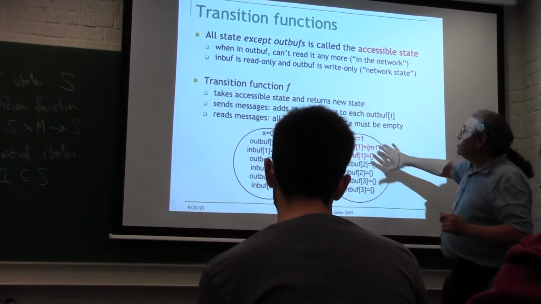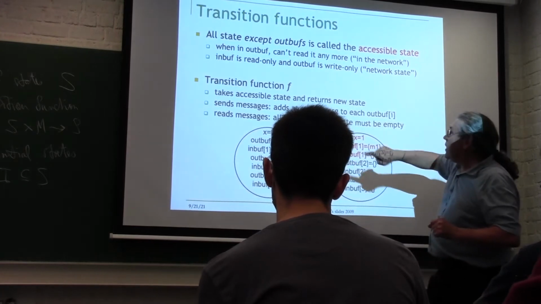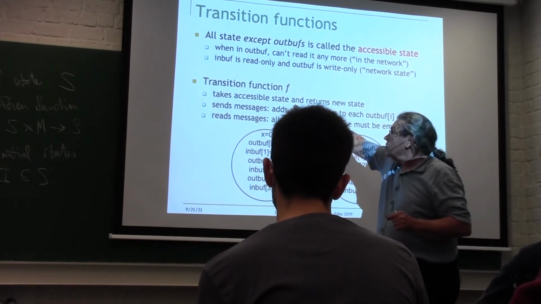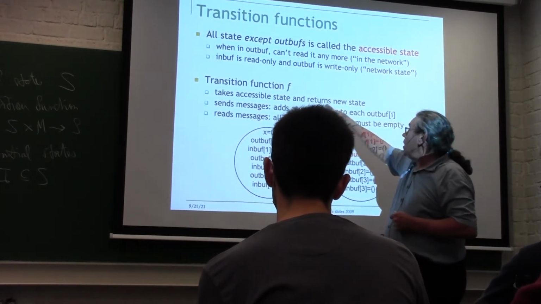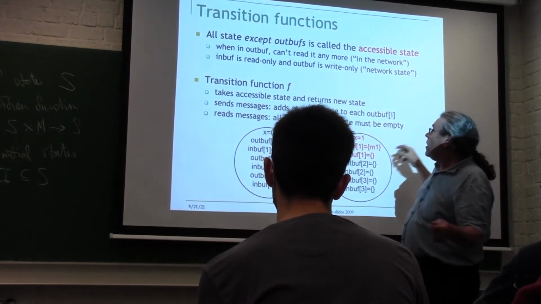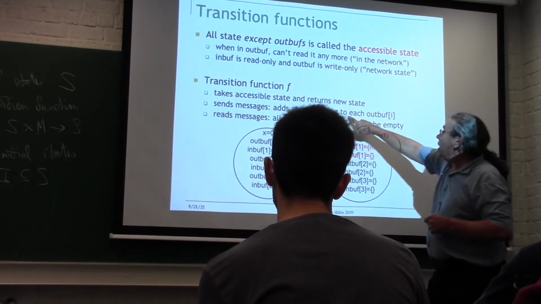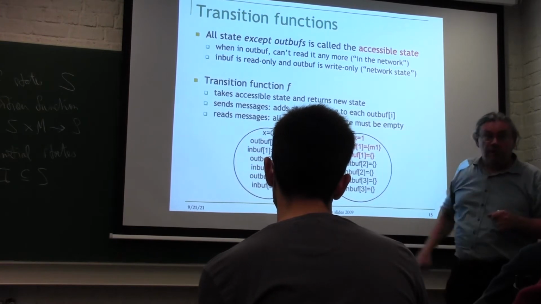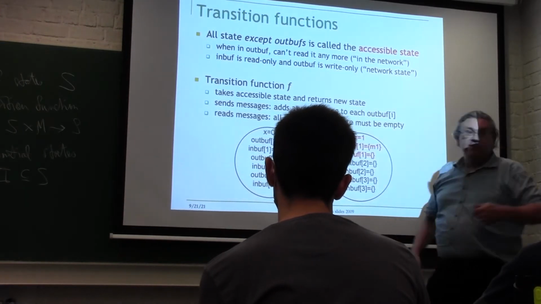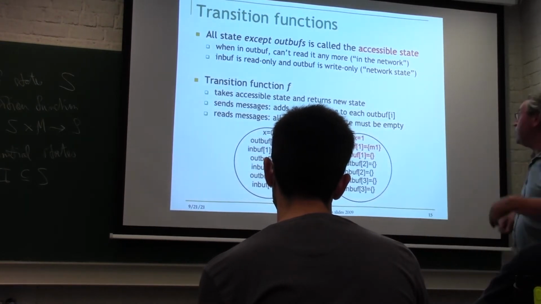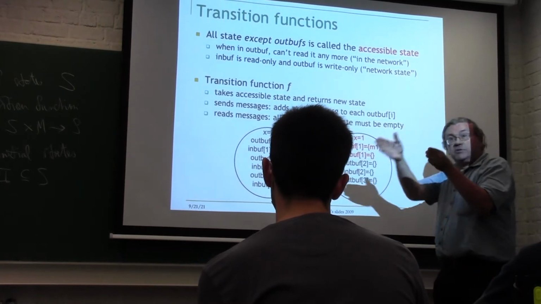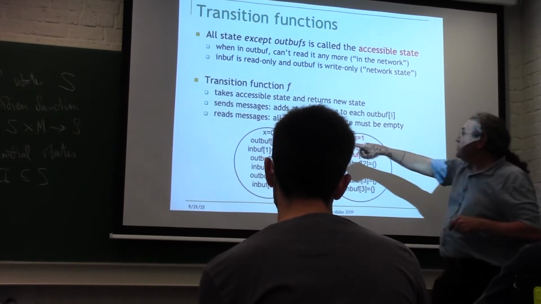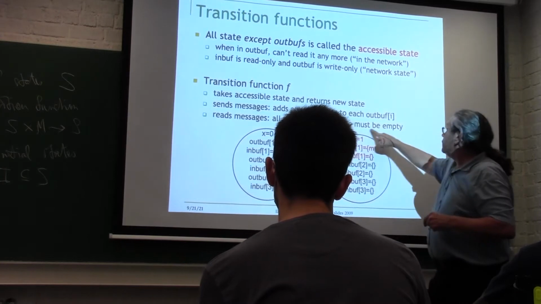So that's how the transition function is defined. It takes accessible state, so everything except outbuffs, and returns new state. It sends messages. It will add at most one message to each outbuff. So why one? That's kind of arbitrary. I mean, if you want to send 2, you will have to do 2 steps. It reads messages. All the inbuffs are empty.